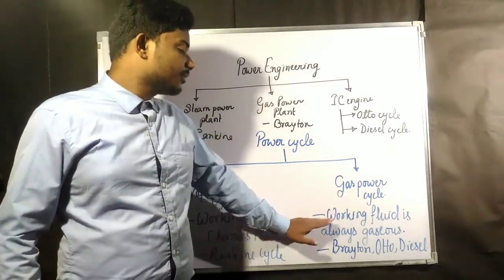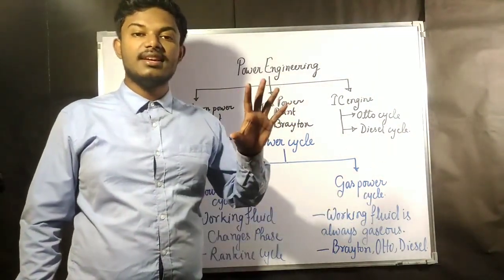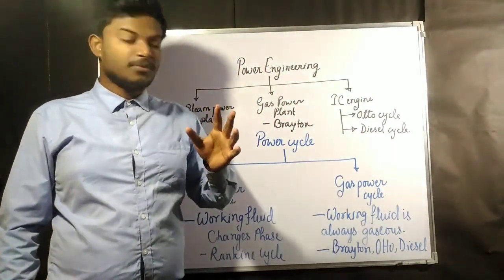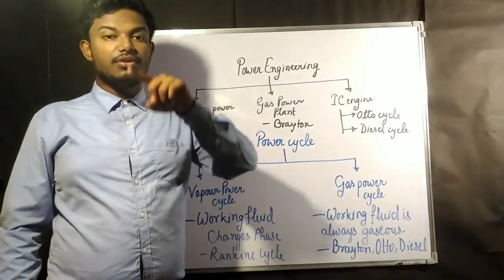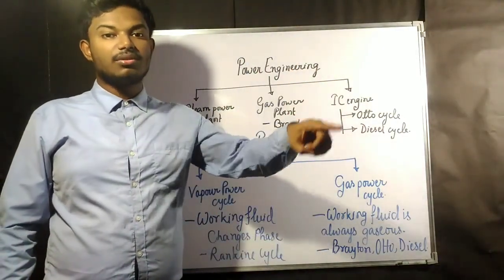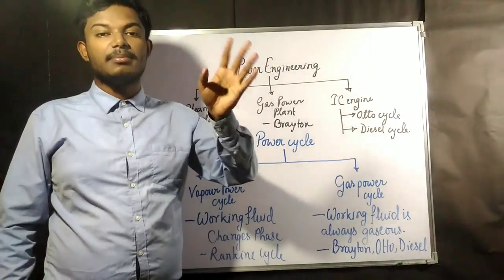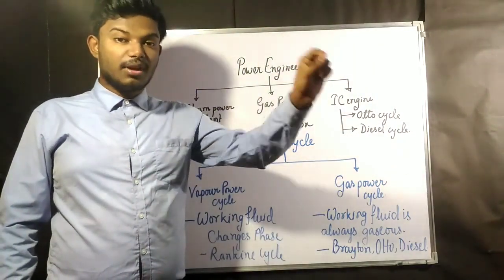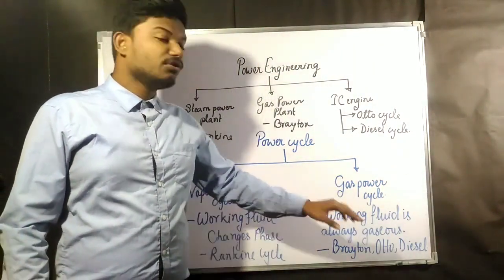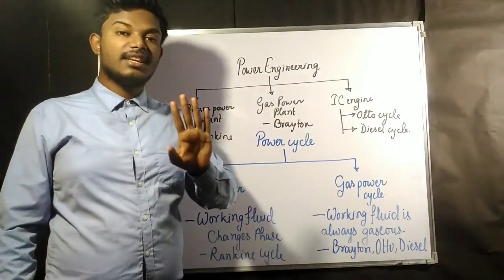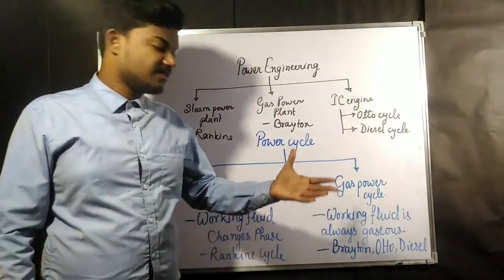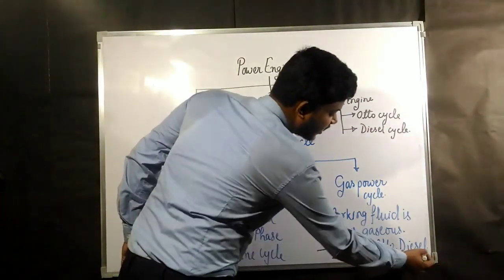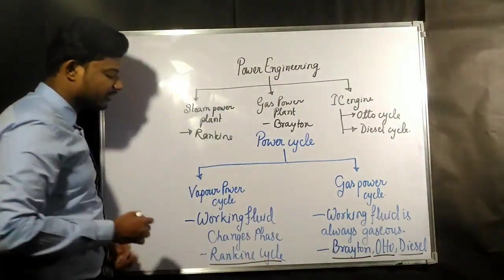In a gas power cycle, the working fluid is always gas inside the machine parts which you are going to use. Whatever the working fluid you use throughout the different parts of the cycle, like compressor, turbine, and so on, through every part the working fluid will be continuously gaseous. It is not going to change phase. Examples of this type are the Brayton cycle, Otto cycle, and diesel cycle. The example for a vapor cycle is the Rankine cycle.